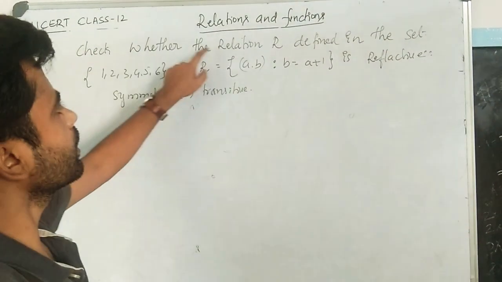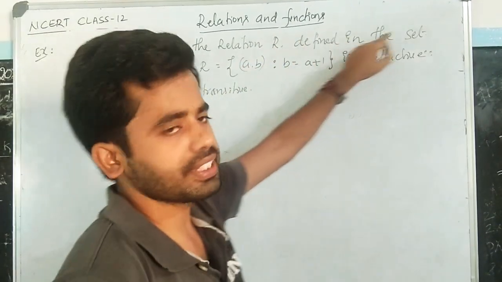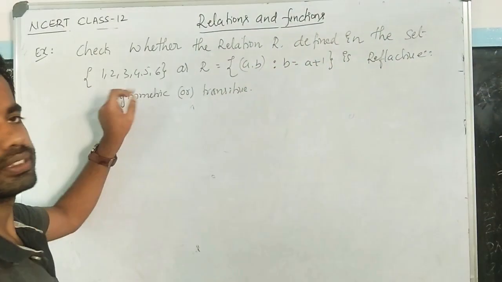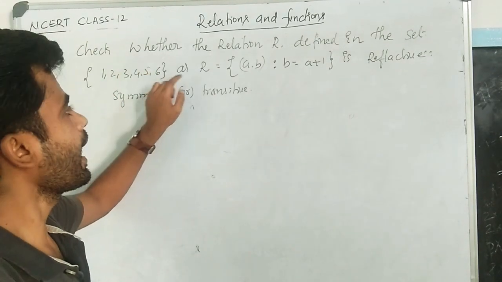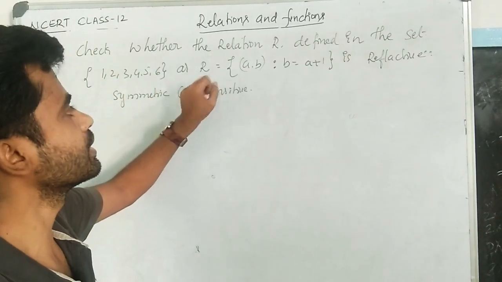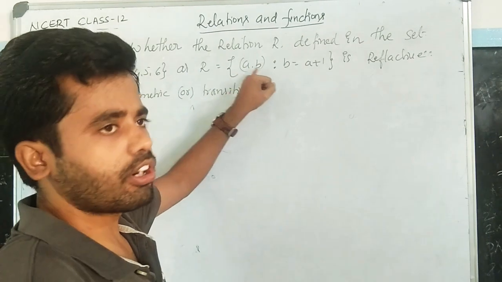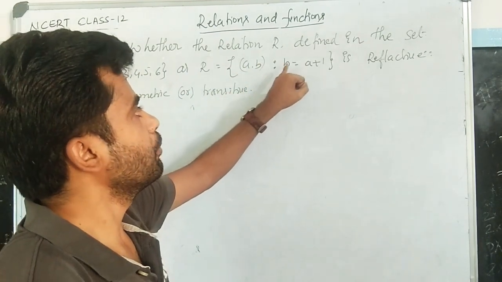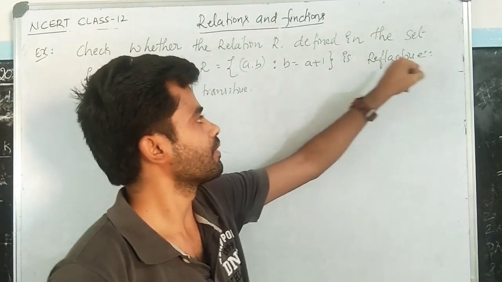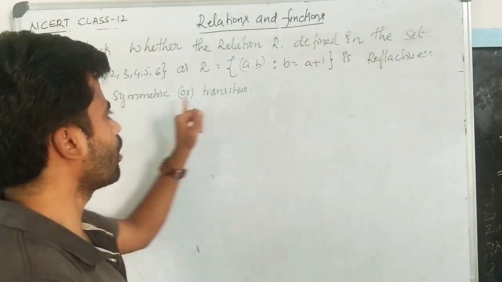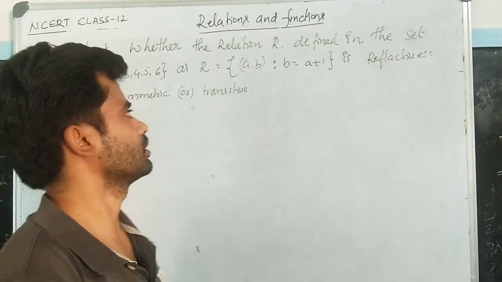Check whether the relation R defined in the set {1, 2, 3, 4, 5, 6}, defined as the set of ordered pairs (a, b) such that b equals a plus 1, is reflexive, symmetric or transitive. We have to check it.